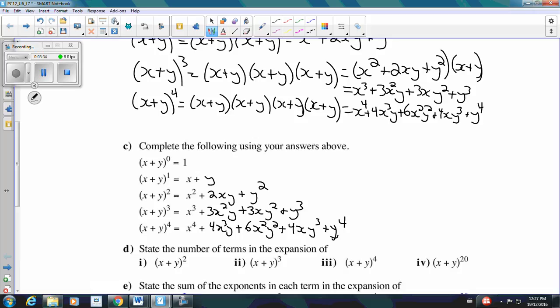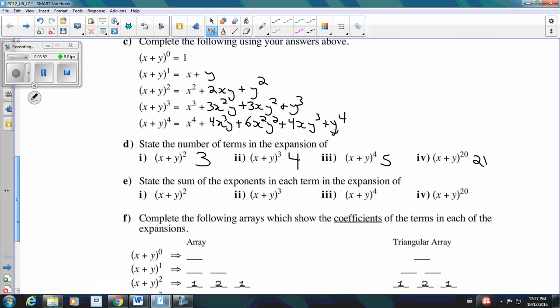State the number of terms in each expansion. Well, x plus y squared had 3 terms. X plus y cubed had 4 terms. X plus y to the 4 would have 5 terms. So following the pattern, we notice we have one more term than the degree. So if we have the power of 20, that means we have 21 terms.